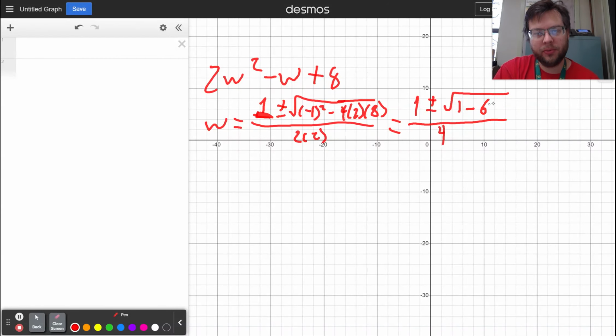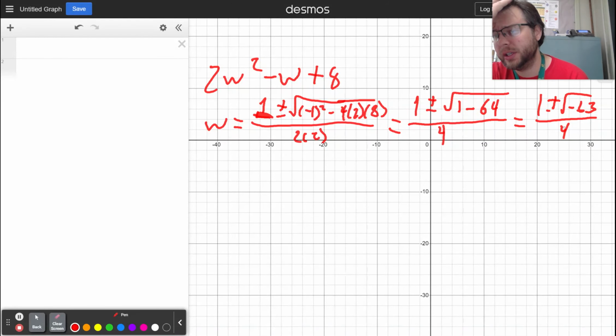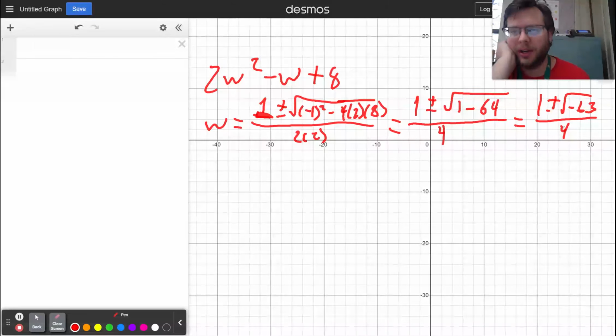Times 8 is 64. Now we'll have a negative number under the square root. I don't think 63 has any perfect squares that go into it. No, it doesn't seem to. So you can just check on your calculator. Does 4 go into it? Does 9 go into it? Does 16, 25, 36, 49. Just keep going through the perfect squares and see if they go into it.